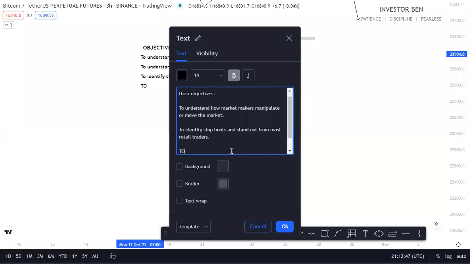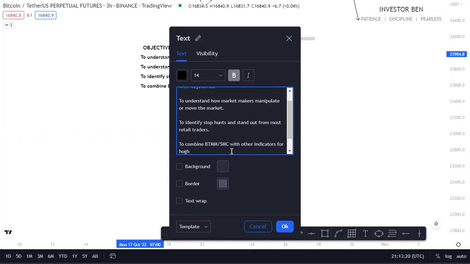So, to combine BTMM or SMC with other indicators for high probability trades. Typing is way stressful.